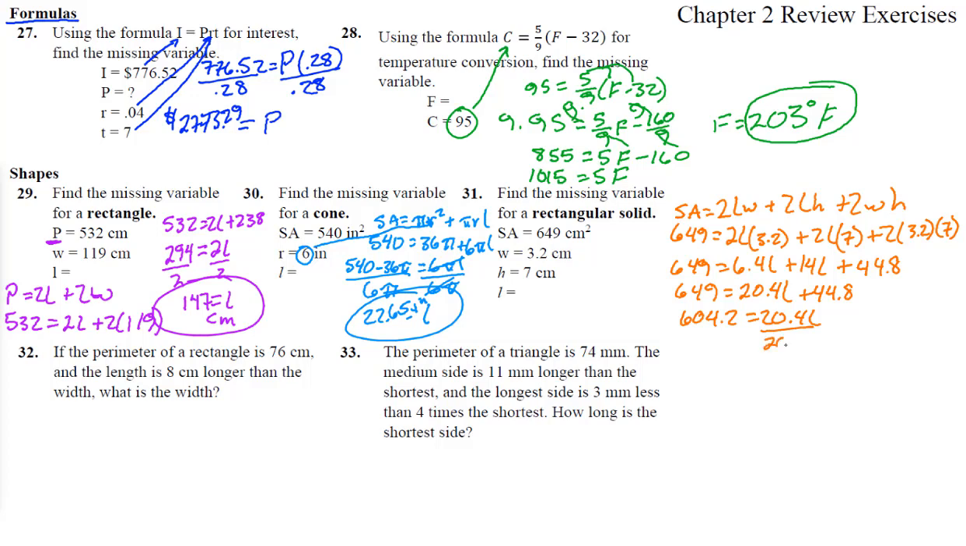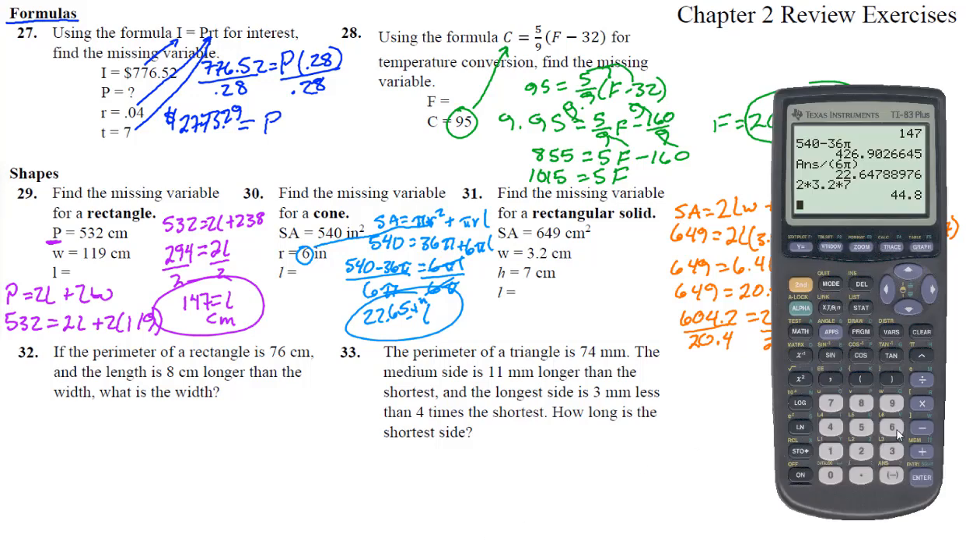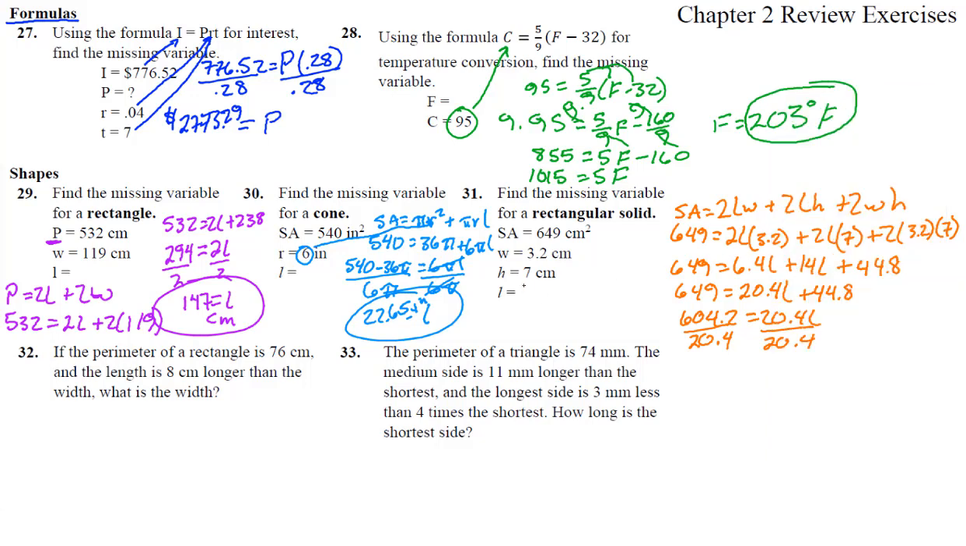Now divide by the 20.4. Oh boy, 604.2 divided by 20.4. Enter. We get 29.6. Area is in centimeters squared, so the length, width, and height are in centimeters.